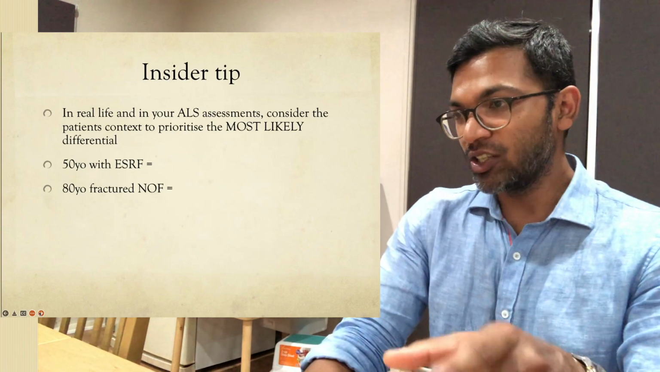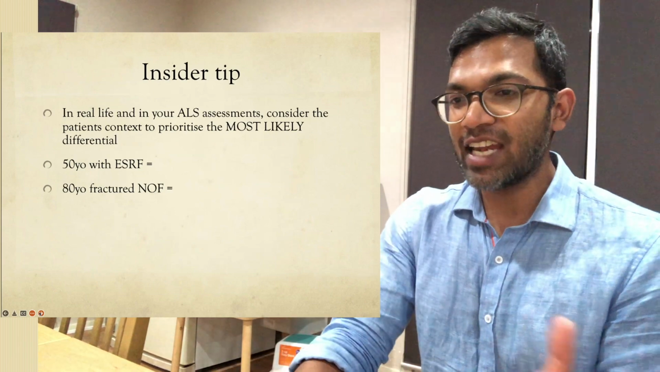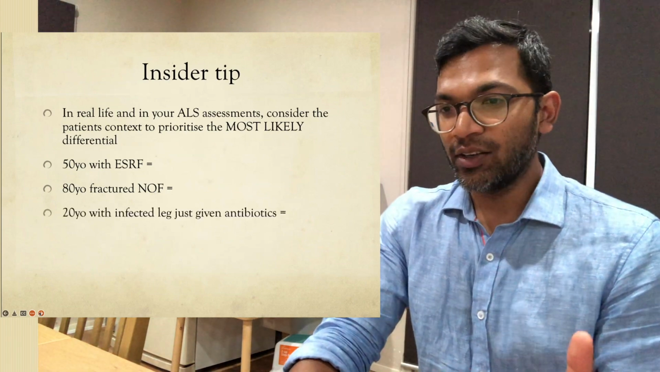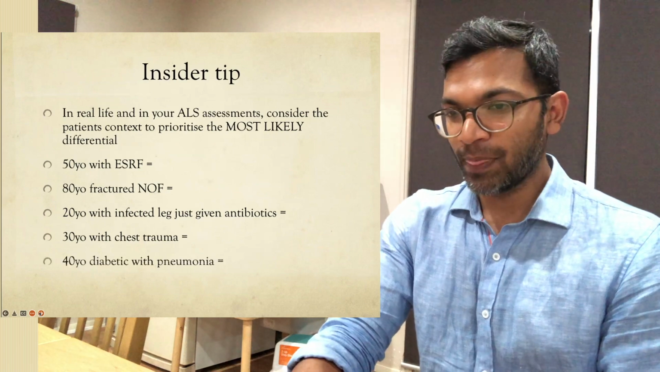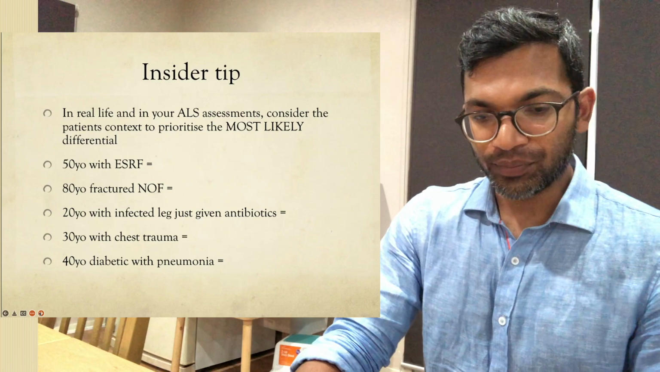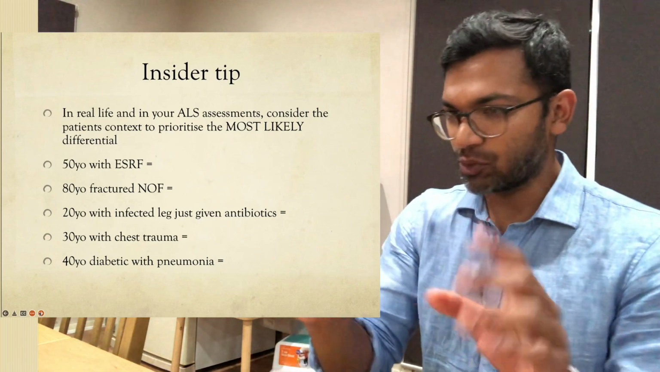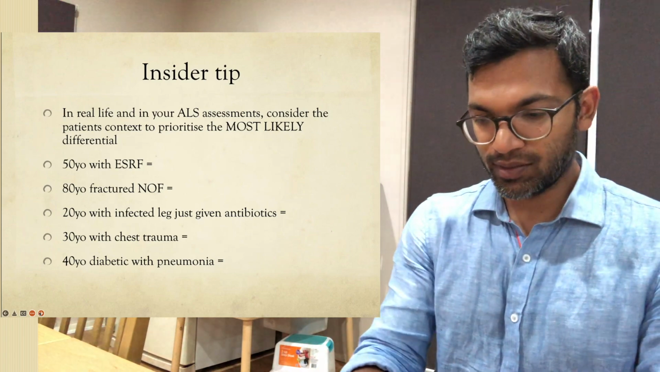Now, actually, I'll get you guys to just write down somewhere what you think is most likely. An 80-year-old with a fractured NOF, a 20-year-old with an infected leg just given antibiotics, a 30-year-old with chest trauma, a 40-year-old with diabetic pneumonia. So just take a second and write down what you think is most likely, because that's the way you want to address this.